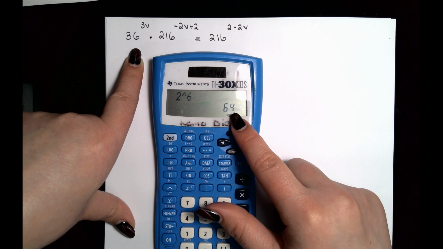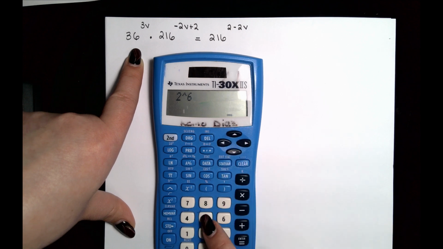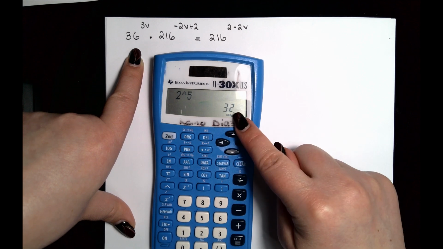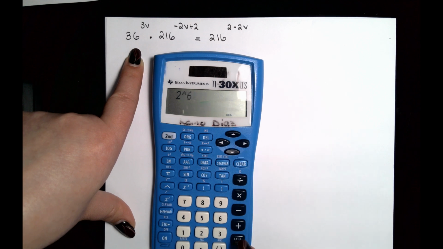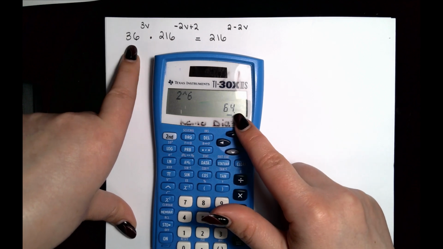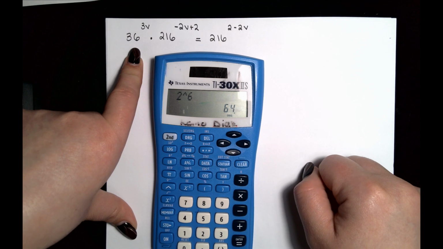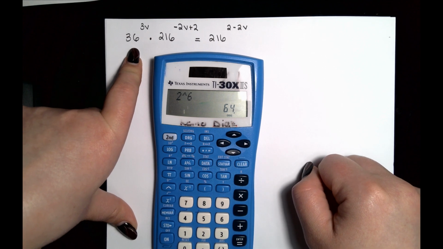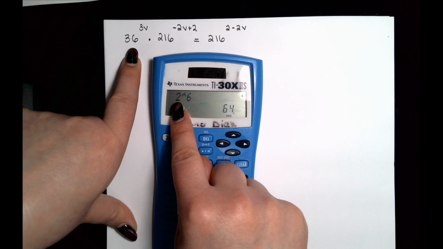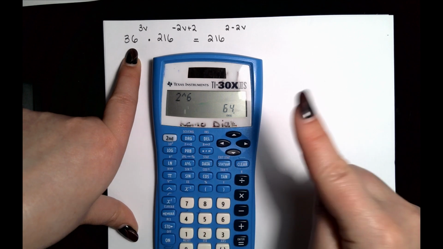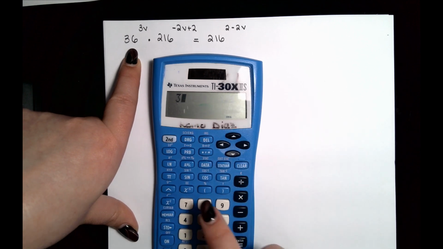Too big. Notice that if I have 2 to the power of 5, that's 32. But if I do 2 to the power of 6, that's 64. That means I have skipped 36. 2 cannot be my base because I cannot create 36 from a base of 2. So now I'm going to go back and try 3.